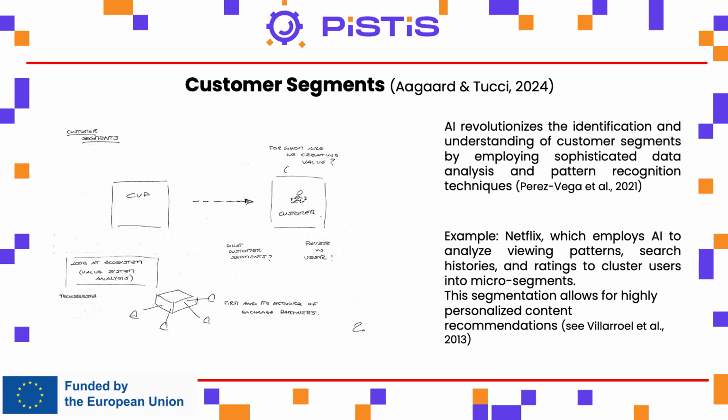Another component of the business model is customer segments. So you think about it like exactly who are your customers or users, and are they similar to each other in one way or another? So these are typically called customer segments. So here we can think about data and AI as revolutionizing the identification and understanding of customer segments by employing sophisticated data analysis and pattern recognition techniques.